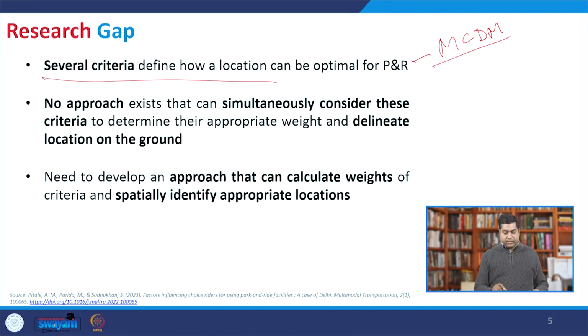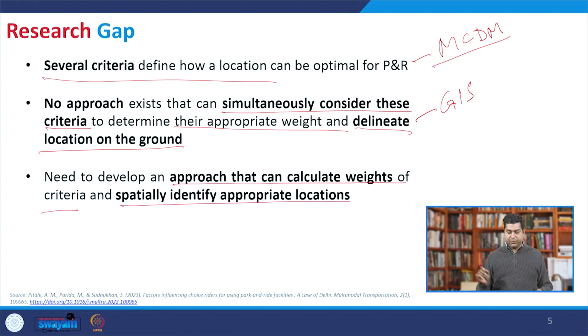No approach exists that can simultaneously consider these criteria to determine the appropriate weight and delineate the location on the ground. Whenever we want to delineate this on the ground, we need certain kinds of spatial references. So, GIS comes into the picture. There is a need to develop an approach that can calculate the weight of criteria and also spatially identify the appropriate location.